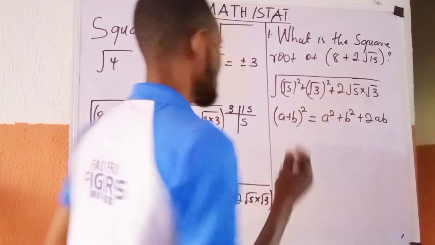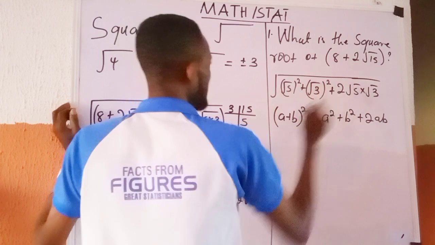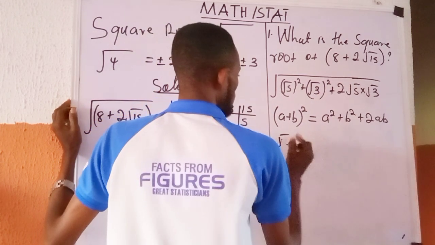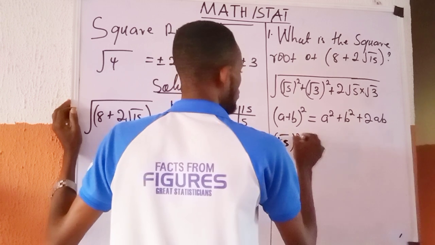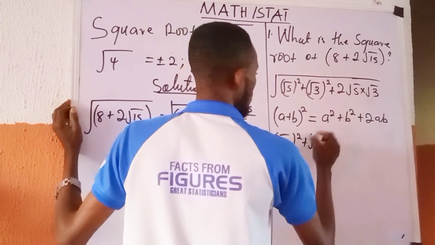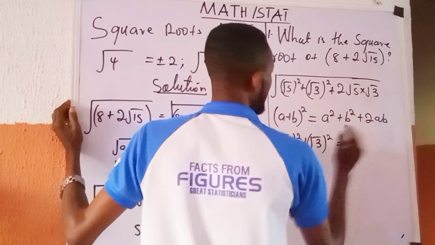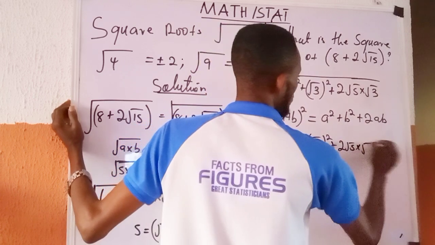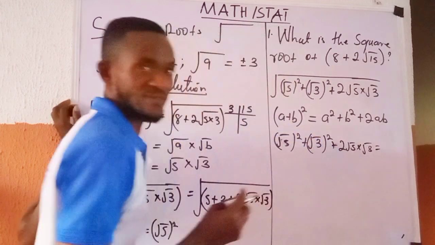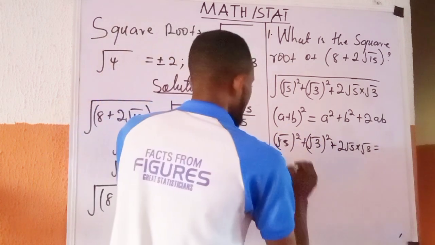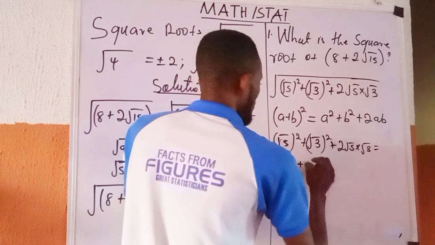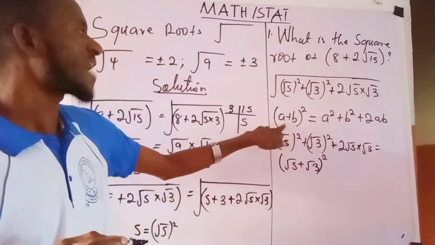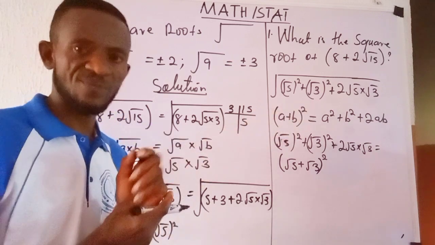So it implies that what I have inside this square root can be written as root of 5 all raised to power 2, plus root of 3 all raised to power 2, plus 2 root 5 multiplied by root 3, which can be written as: you open a bracket, you have root 5 plus root 3, you close the bracket, all raised to power 2. Just like what I had here, A plus B all raised to power 2.